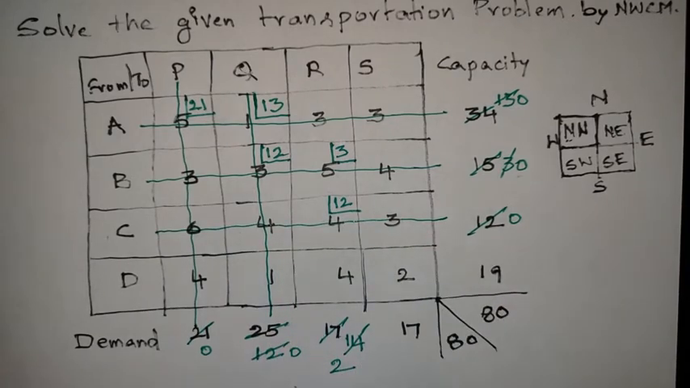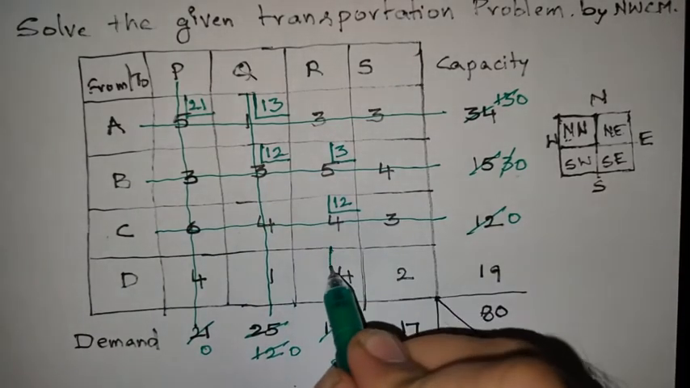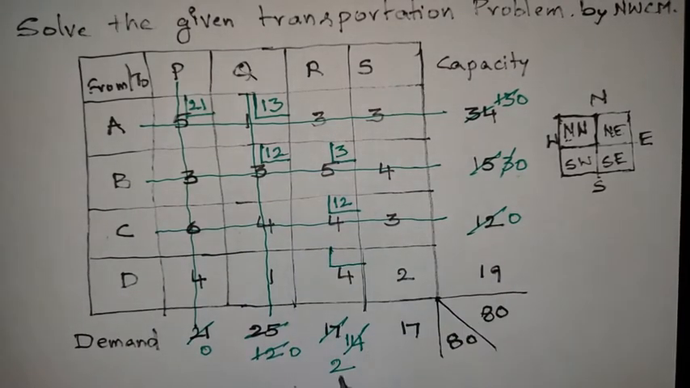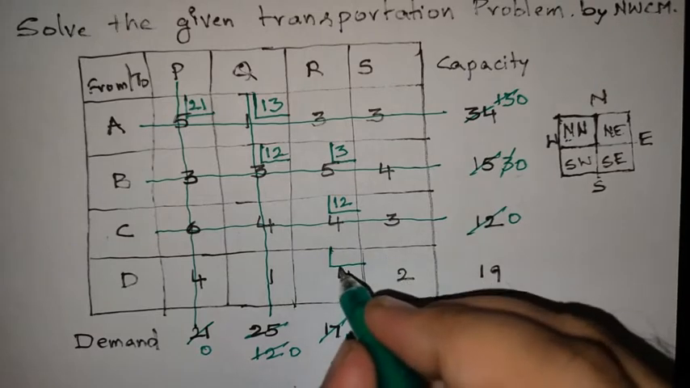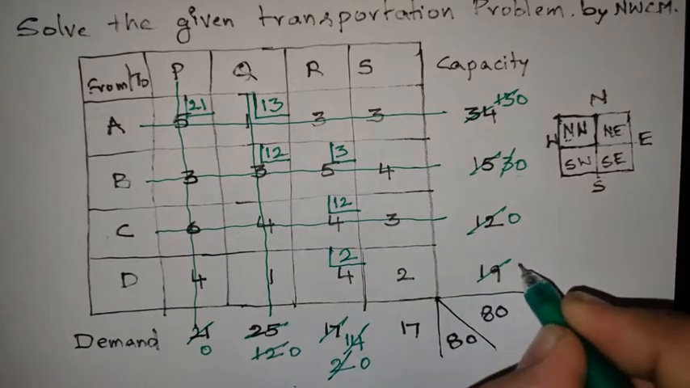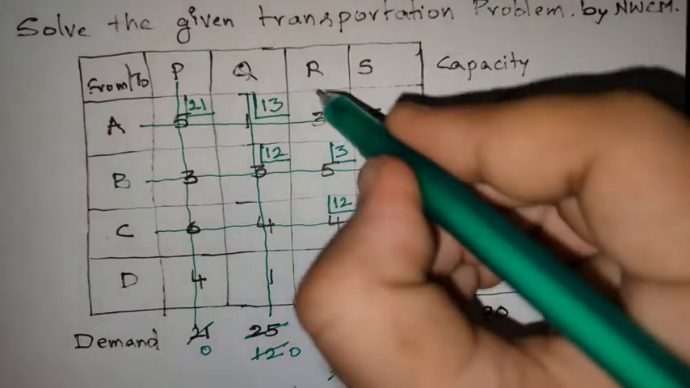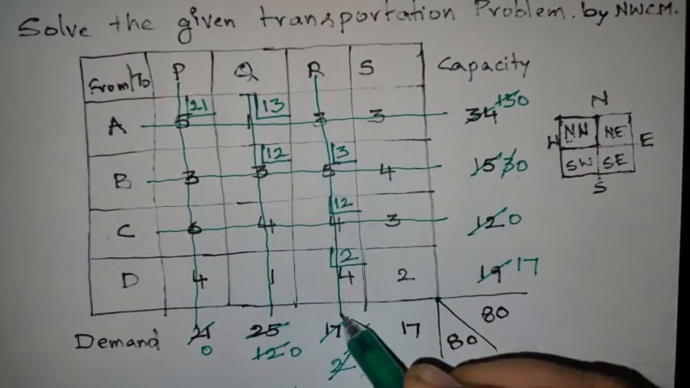And next, what is the remaining table? This one is the remaining table. What is the northwest cell? That is the DR cell, the northwest cell. How many units can we allocate? Demand is only 2 units, but we can supply 19. So allot 2 units. So this becomes 0 and there are 17 units remaining. As this one becomes 0, strike off this column.